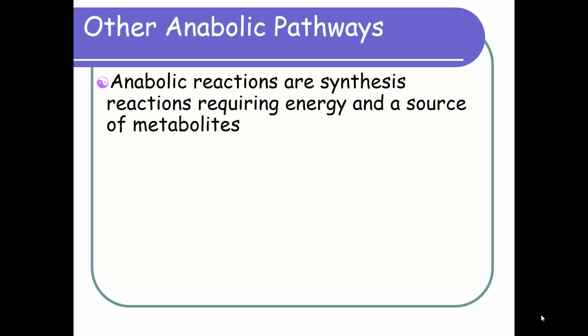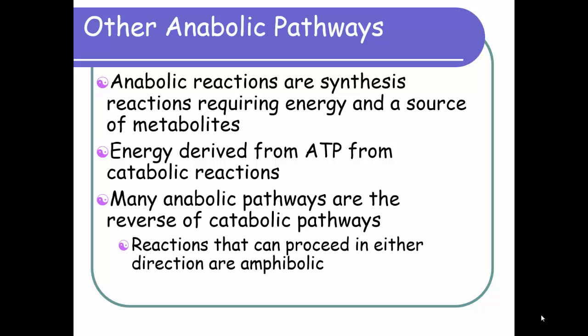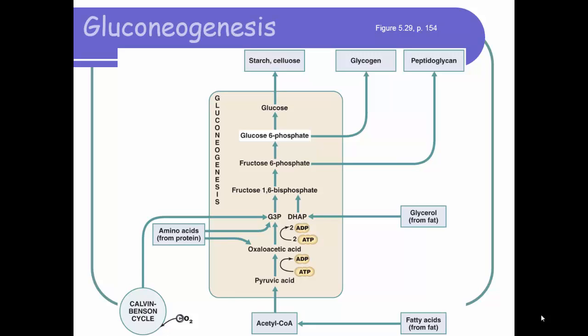Anabolic pathways are synthesis reactions that require energy and a source of metabolites. Energy derived from ATP is from the catabolic reactions we've just described. Many anabolic pathways are the reverse of catabolic pathways. The reactions that can proceed in either direction are known as amphibolic. For example, gluconeogenesis, the formation of new glucose.